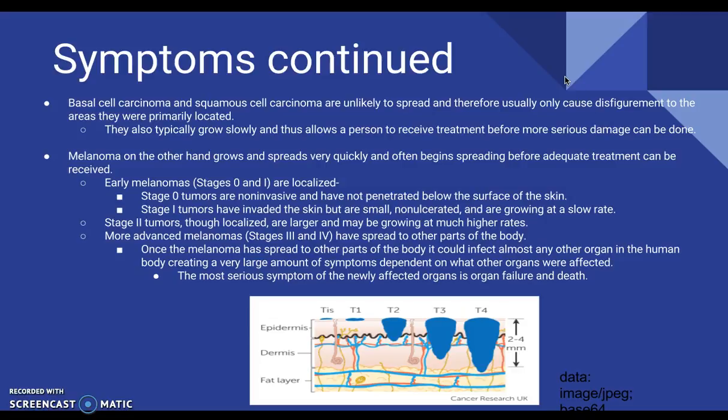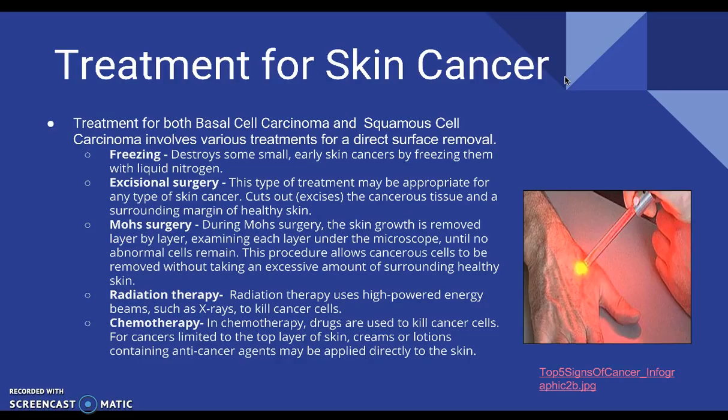Early melanomas are localized. Stage 0 tumors are noninvasive and have not penetrated below the surface of the skin. Stage 1 tumors have invaded the skin but are small and are growing at a slow rate. Stage 2 tumors, although localized, are larger and may be growing at higher rates. And in stage 3 or 4, the melanoma has actually spread to other parts of the body. And once it begins spreading, it can affect pretty much any organ, and this can cause a very large variety of problems in other systems, depending on what organs are affected. But the most serious could be organ failure, or even death.